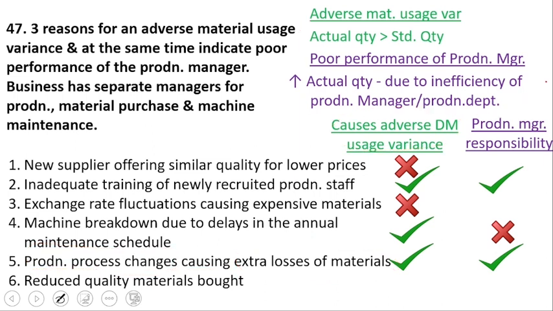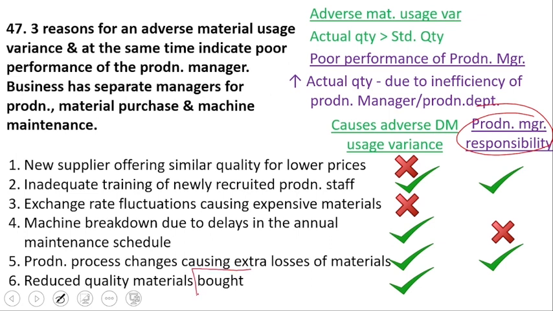Now, reason 6, reduced quality materials bought. Reduced quality materials bought means some of the materials may be wasted because they might break or deteriorate. So, definitely the actual quantity used will increase. So, the direct material usage variance will be adverse. Now, is it the responsibility of the production manager?